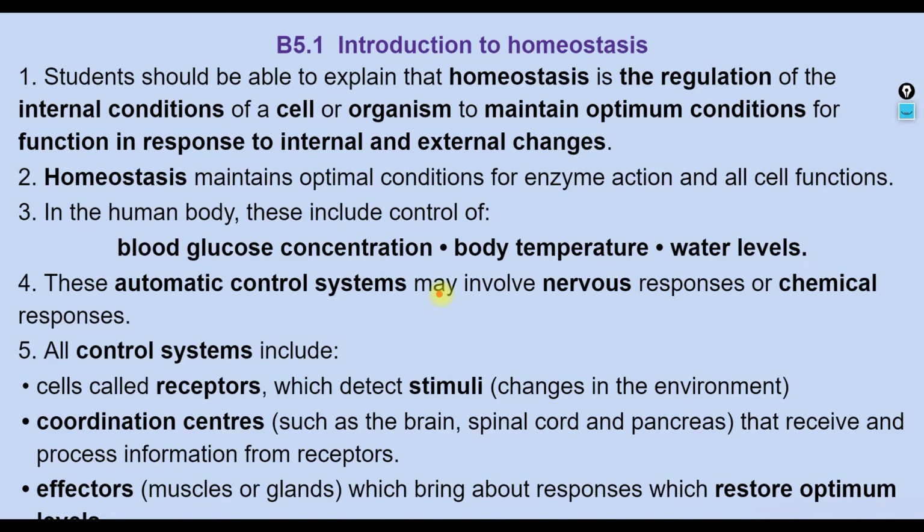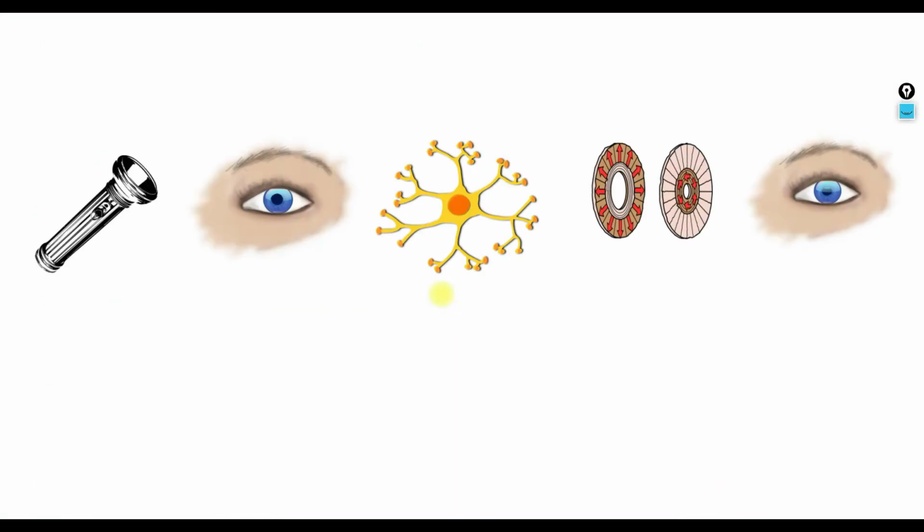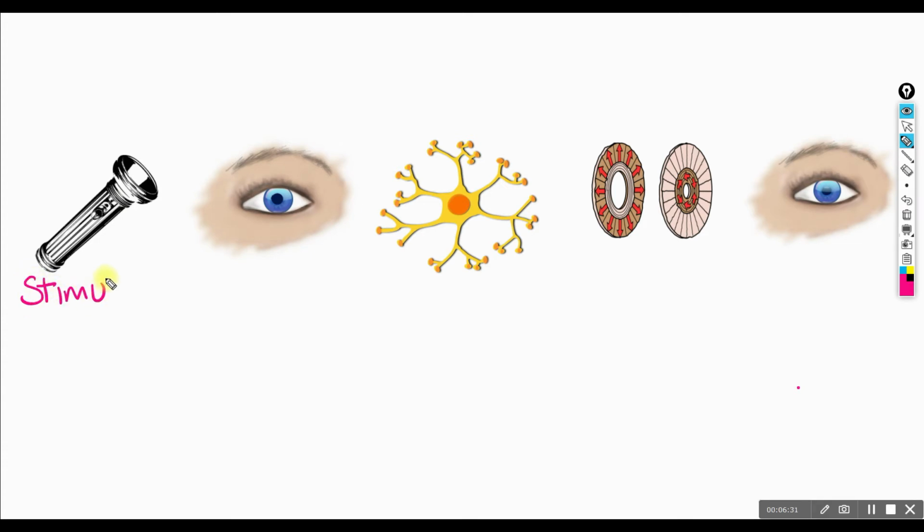Let's look at what one of those is like. Here's a little example of an automatic control system. Now, we're going to start over here. Imagine a bright light. We're going to call this the stimulus. And it's a change in the environment. That's what a stimulus is. A change in the environment, okay? Bright light.